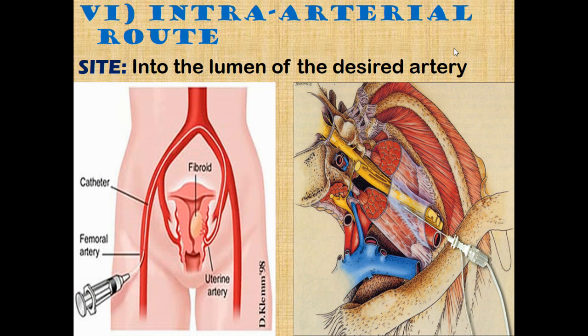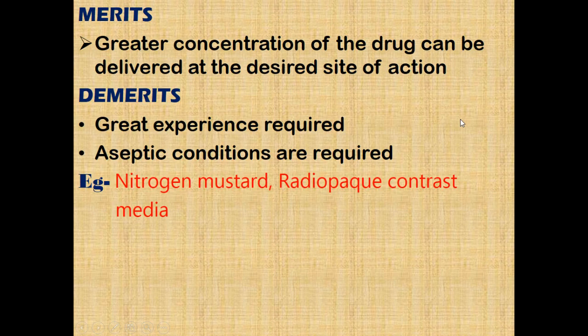Then intra-arterial route, the drug is given directly into the artery. Here you can see the arteries, into the lumen of the desired side of the artery. Then a great concentration of drug can be delivered at the desired site, because arterial blood supply goes to the site. That's why, if you give it directly into the artery, it will go. Then great experience is required. Then aseptic conditions are required. We give nitrogen mustard and radiopaque contrast media.